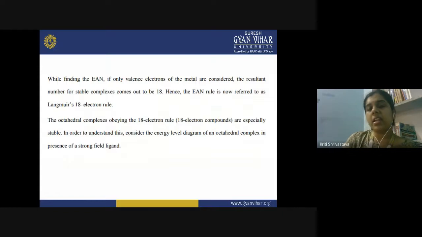Now, while finding the EAN, if only the valence electrons of the metal are considered, the resultant number for a stable complex comes out to be 18. So now you can also say that the EAN rule is the 18 electron rule. It is also referred to as Langmuir's 18 electron rule. So what does this say? What is the 18 electron rule?